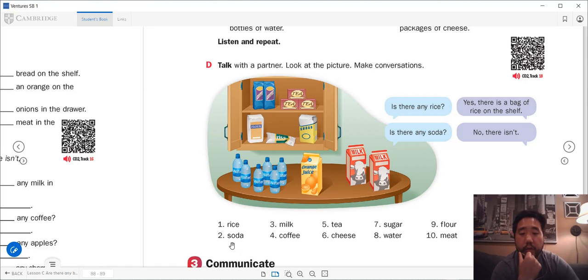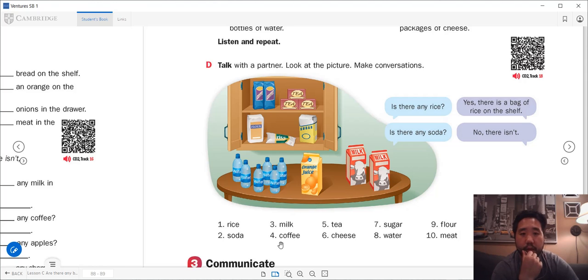Number 2, the question would be, is there any soda? And we don't see any soda, so no, there isn't. Number 3, milk. I have to say, is there any milk? And then here I see 2 cartons of milk. I'll say the question and the answer for it. So the question, is there any milk? The answer, yes, there are 2 cartons of milk on the table, right?